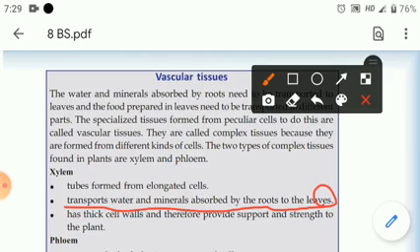Then it has a thick cell wall and therefore provides support and strength. So in xylem, the cells have a thick cell wall, so that provides support and strength to the plant. So what is the function of xylem? Transport water and minerals absorbed by the roots to the leaves.